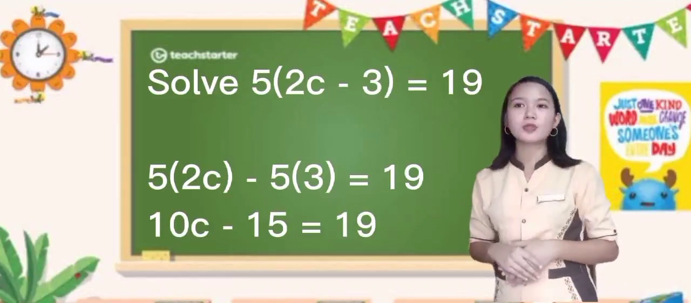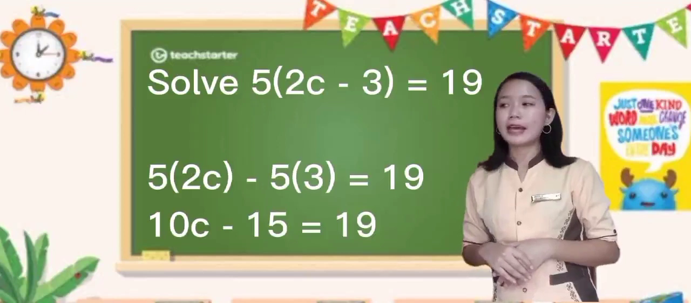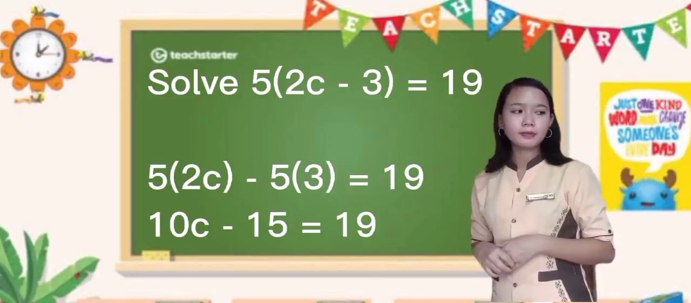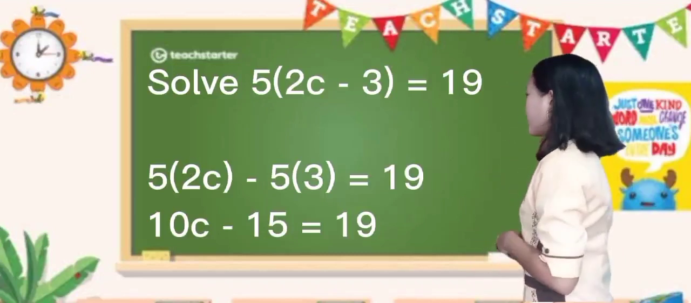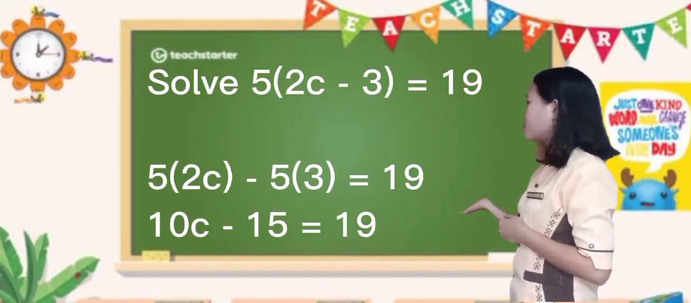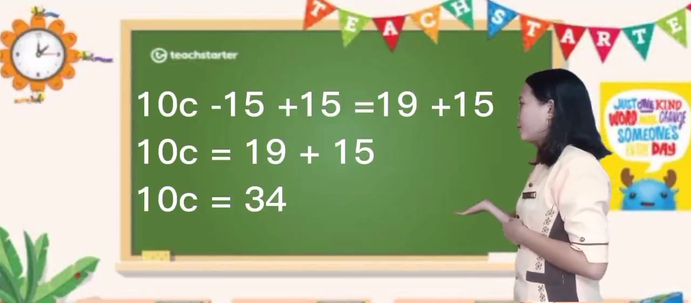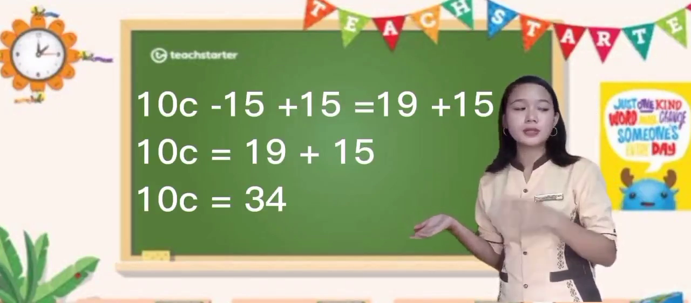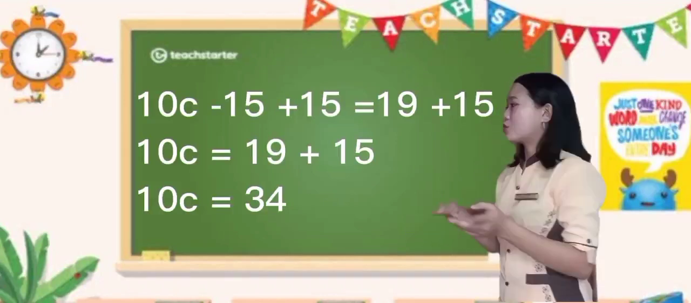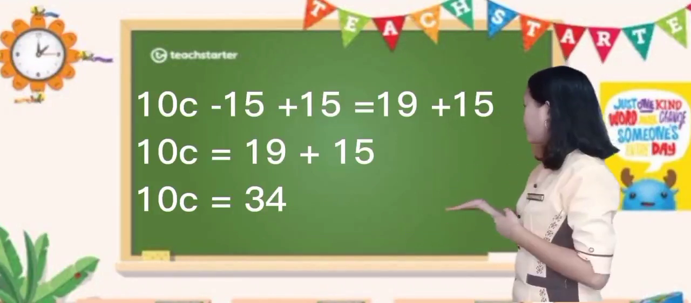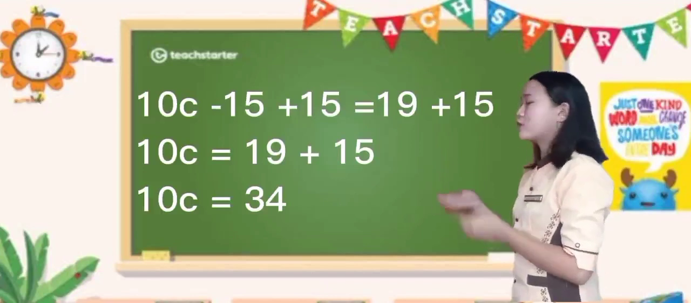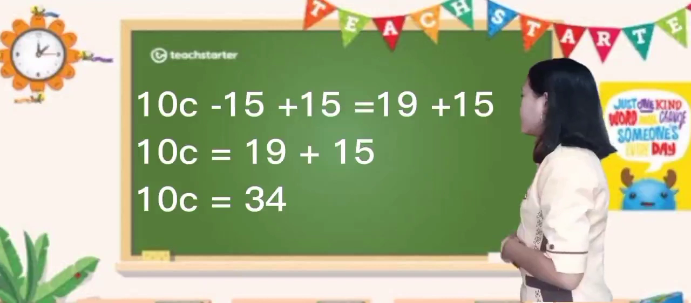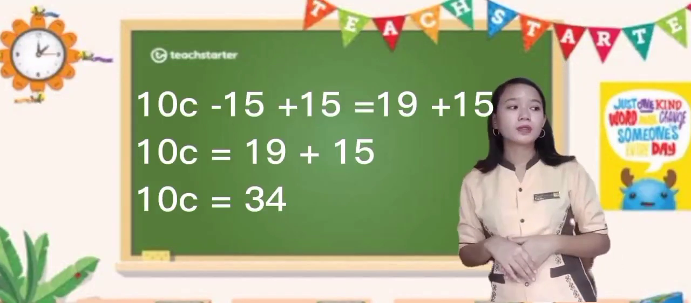What is 5 times 2c? 10c. And what is 5 times 3? 15. So 10c minus 15 is equal to 19. What we're going to do is eliminate 15. It is minus, so we need to add 15. So 10c minus 15 plus 15 is equal to 19 plus 15. The answer will be 10c is equal to 34.